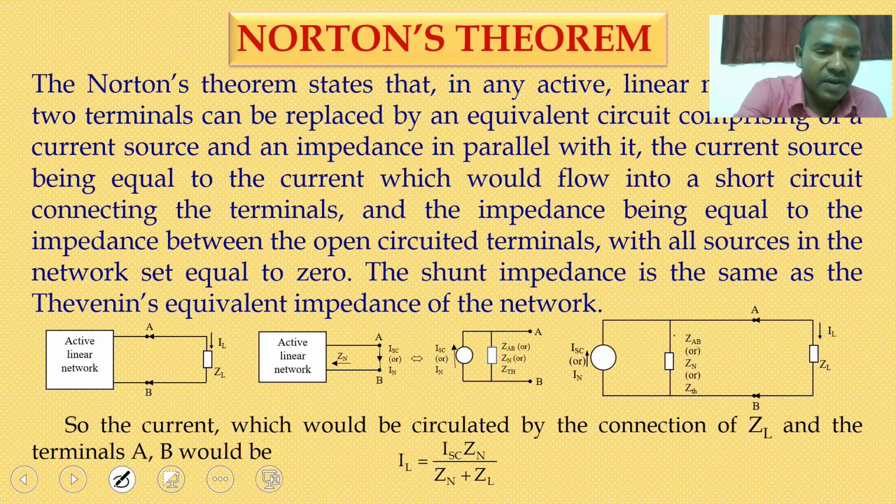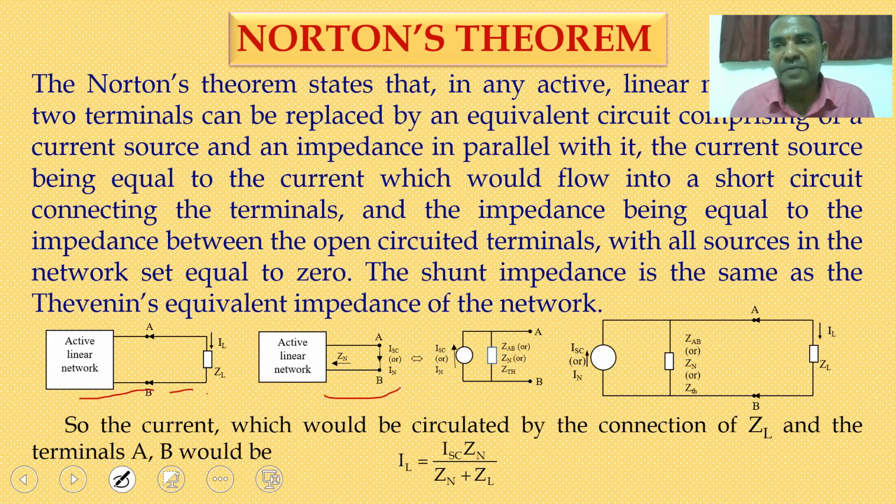So this is a network. For this network, the load is connected between the terminals A and B. The load current is IL. The load is open circuited, so you are calculating the short circuit current between the points A and B. The short circuit current is also called Norton's current, and whatever Thevenin's impedance you calculate between the points A and B is the same as Norton's impedance also, Zn.